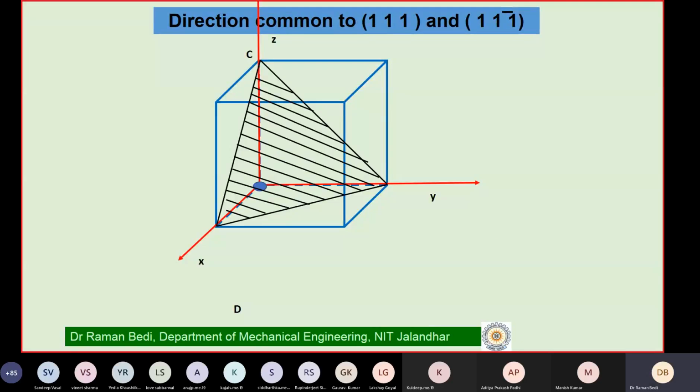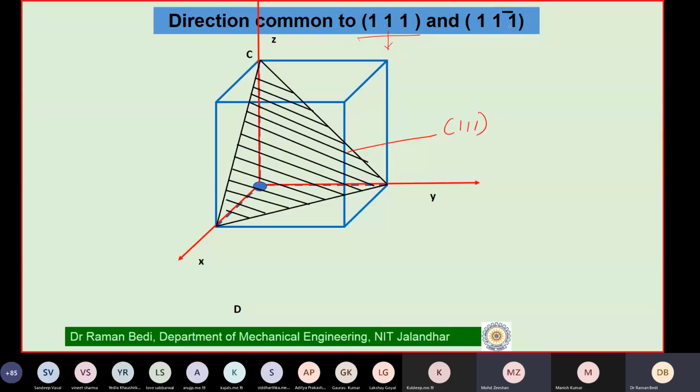Can you see this black plane? Yes, sir. Can you index it? Yes, sir. It is 1, 1, and 1. This is the 1, 1, 1 plane. Okay, it's already written, but I just wanted you to identify. This is the 1, 1, 1 plane.